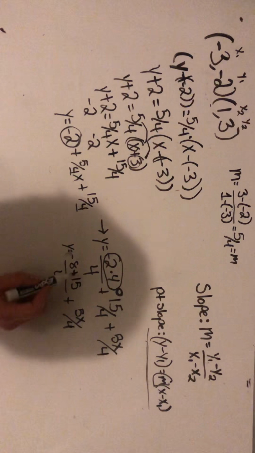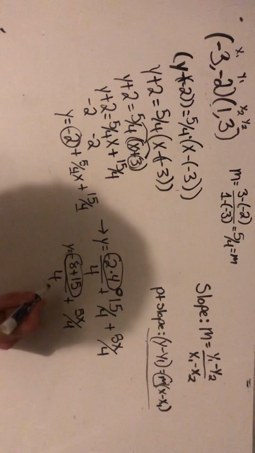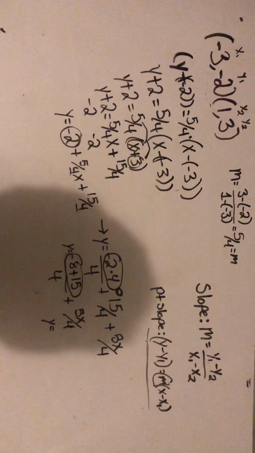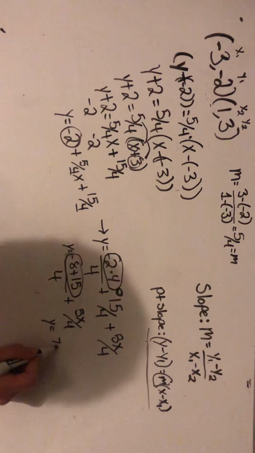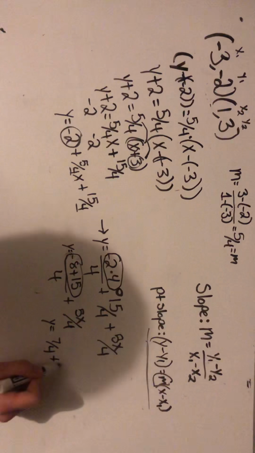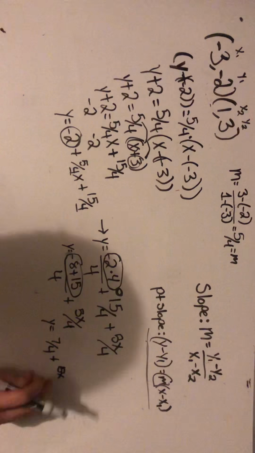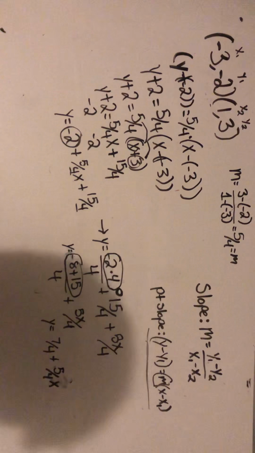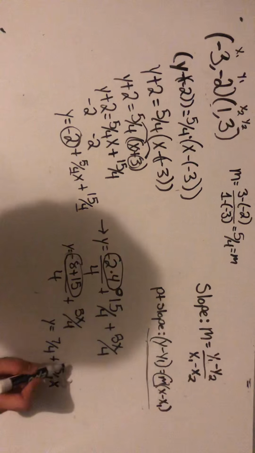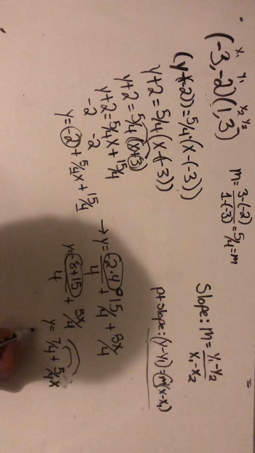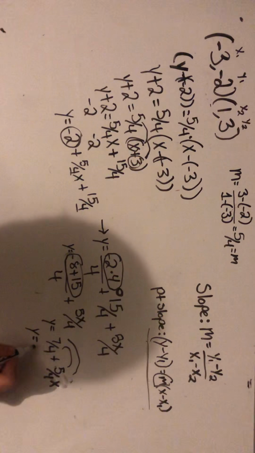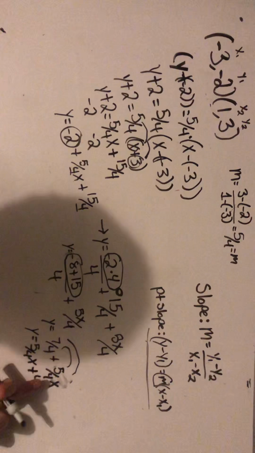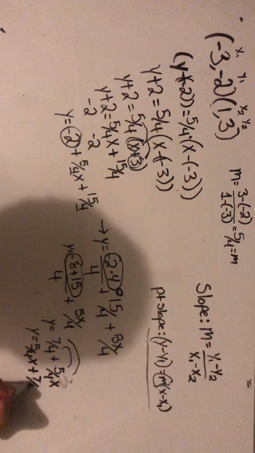So this will give us, once we do that same step again, y equals 7 divided by 4 plus 5 divided by 4x. And then once put into slope-intercept form, you're just going to swap those back. It'll be y equals 5 divided by 4x plus 7 divided by 4.